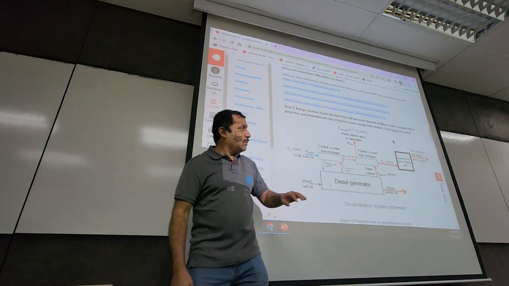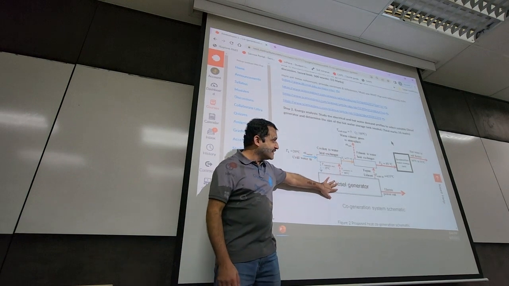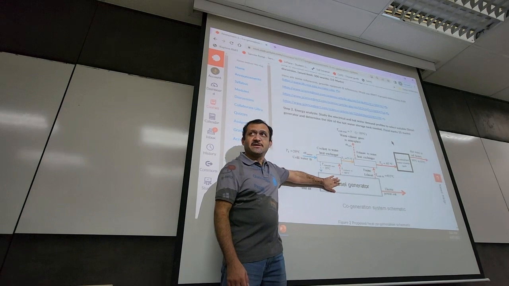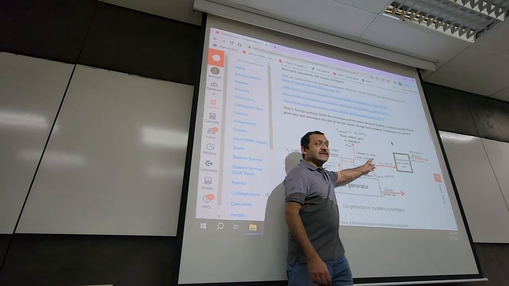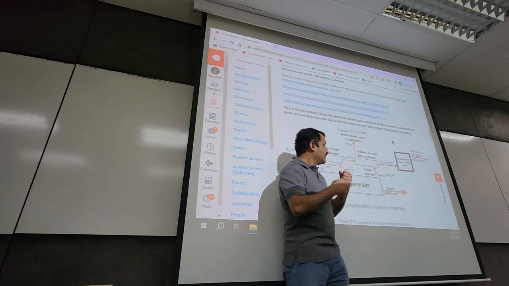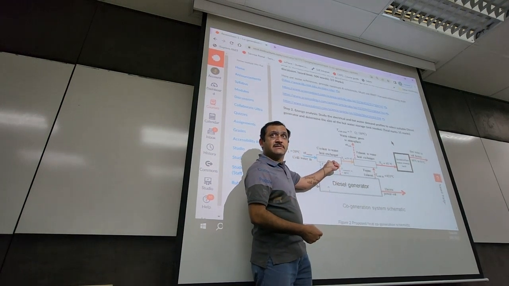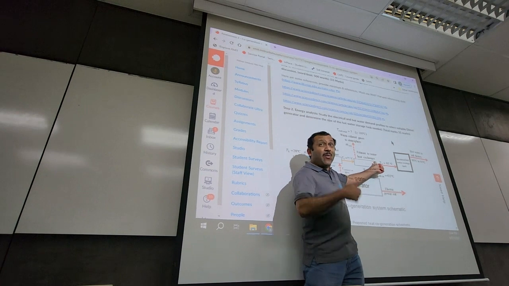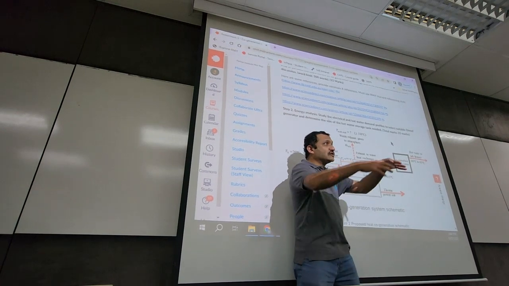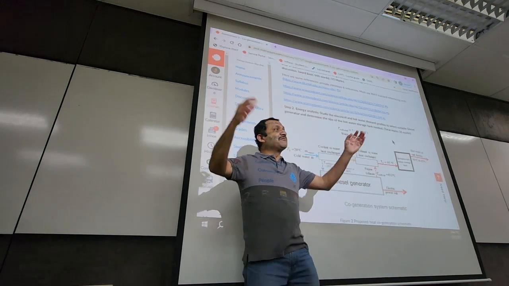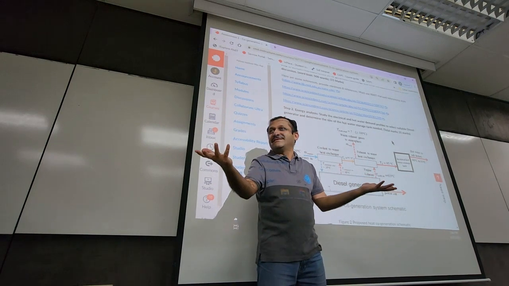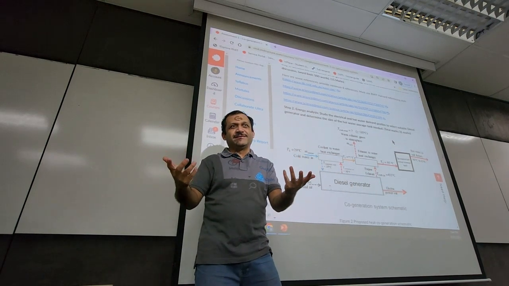Now, what are we going to use? The question says we are going to use waste heat from the diesel generator to heat up this water. There are 2 streams of waste heat that we can easily capture, from coolant and from exhaust. There's one more stream of waste heat from the engine, which is just the body gets hot and the heat radiates out to or convects out to the ambient. We cannot capture that. Very difficult to capture that.